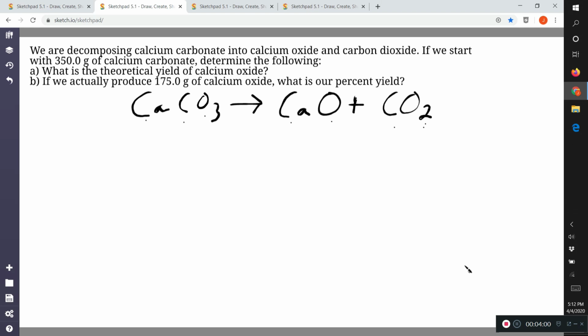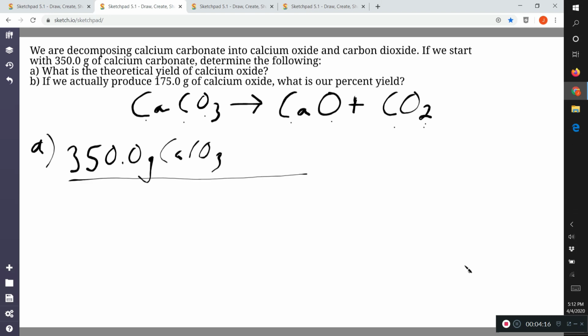So part A, we're going to determine the theoretical yield of calcium oxide. So we're starting with 350.0 grams of calcium carbonate. The first thing you have to do is we're going to have to go all the way through the stoichiometric process. We're going to have to go from grams of calcium carbonate to moles, from moles of calcium carbonate to moles of calcium oxide, and then from moles of calcium oxide to grams of calcium oxide. So we're going to figure out what's the mass of 1 mole of calcium carbonate.